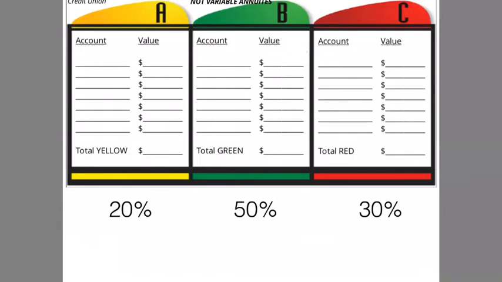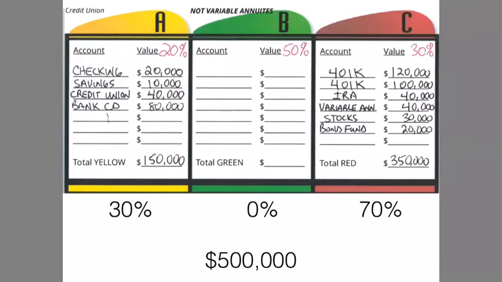So they said at this point in their life, they want 20% of their money in yellow, 50% in green, and 30% in red. But when we actually filled out the worksheet, here's what they actually had. They had 30% of their $500,000 in yellow and 70% in red. They didn't have any money in the green column.